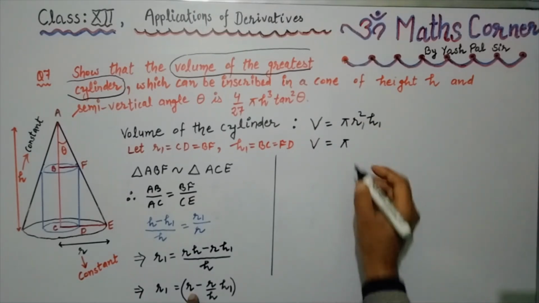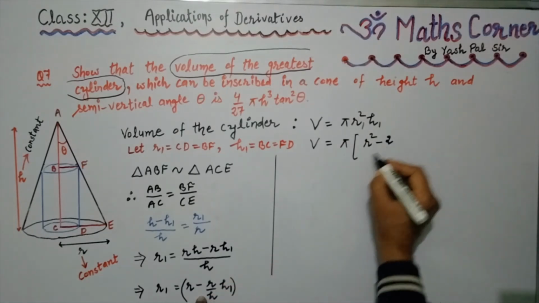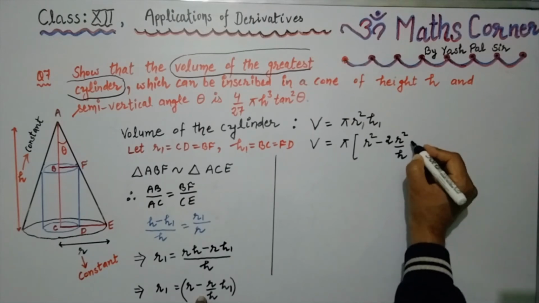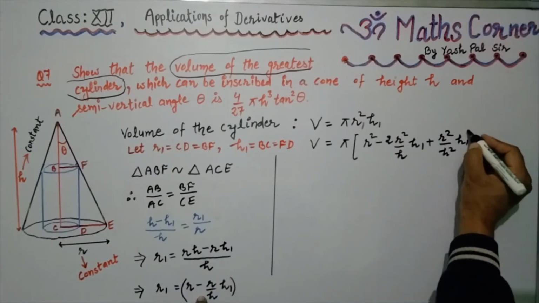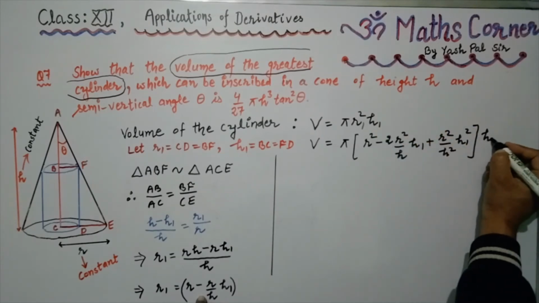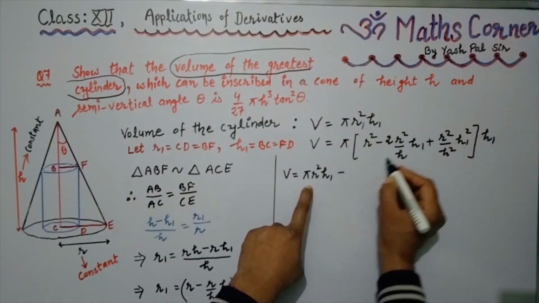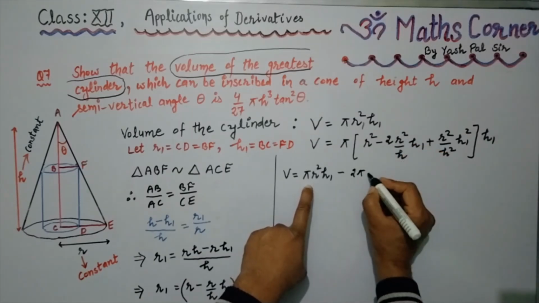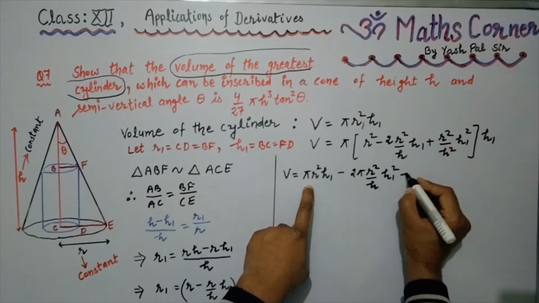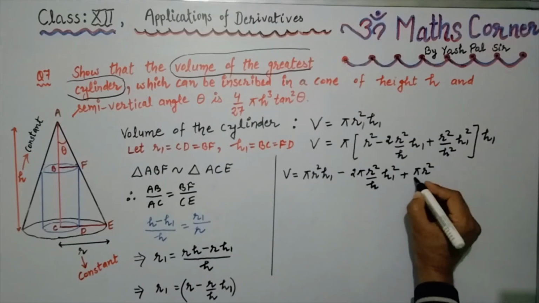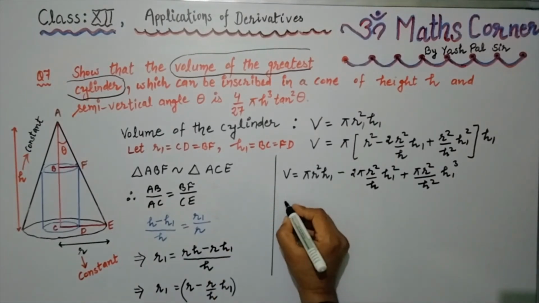V is equal to pi into R1 square. So this becomes R square minus 2 R square upon H into H1 plus R square upon H square into H1 square, into this H1, which can again be written as pi R square into H1 minus 2 pi R square upon H into H1 square plus pi R square upon H square into H1 power 3.